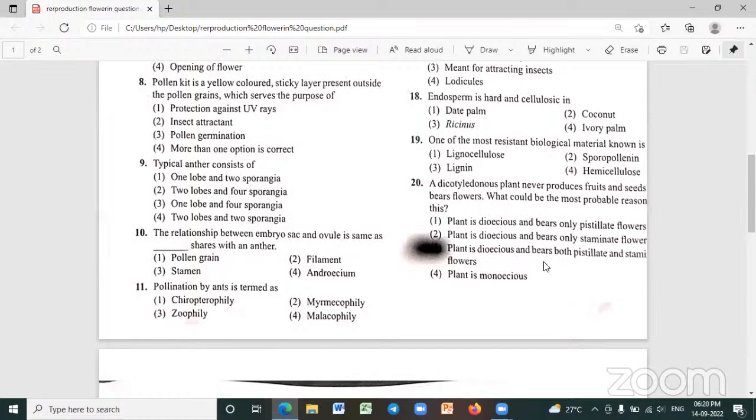Okay, the plant is dioecious and bears both pistillate and staminate flowers? This is not that. The plant is monoecious? This does not come under this either. Which one is the correct one? The plant is dioecious. What is the meaning of dioecious? The flowers are separate, and it bears only staminate flowers. They cannot undergo the reproduction and fertilization process. Then only what happens: the dicotyledonous plant never produces fruits and seeds. This is very, very important. That's why staminate flowers will not produce fruits and seeds. That is the thing. Okay.